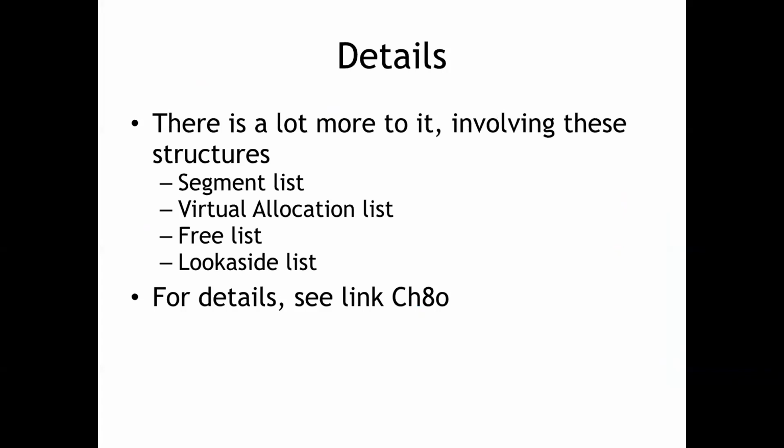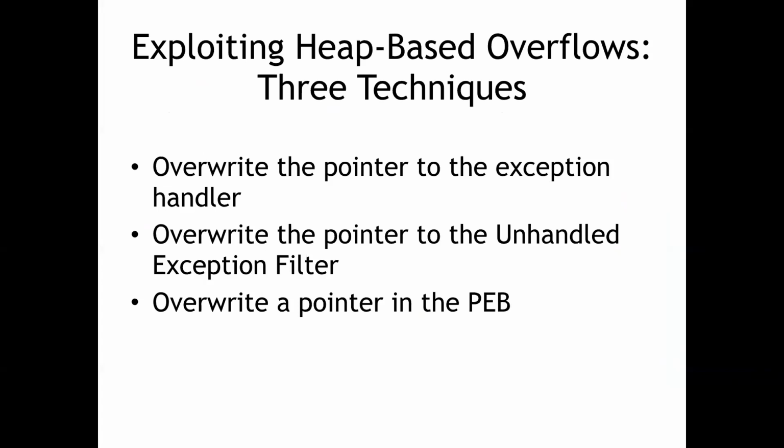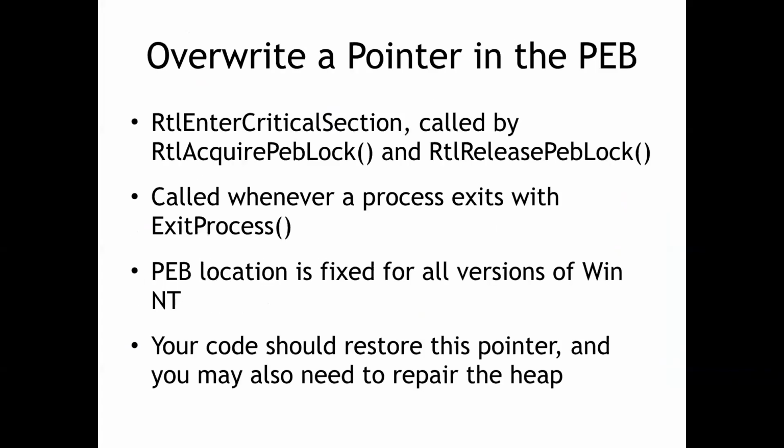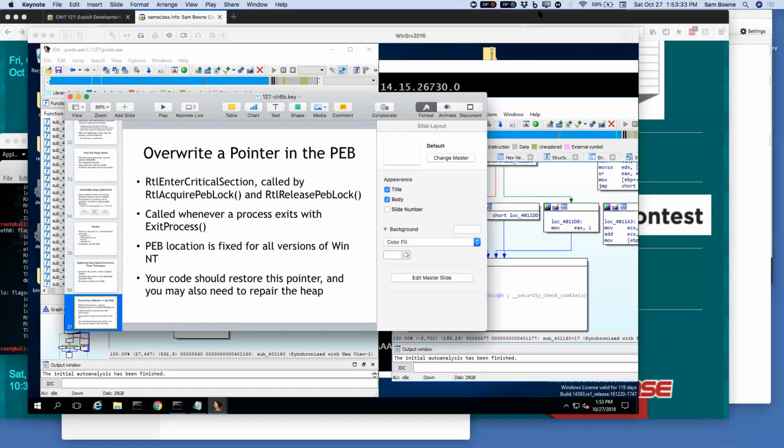So once you get that ability to do that write, you could write an exception handler. Then when you trigger an exception, it'll go there. You could overwrite the unhandled exception filter. You could overwrite something in the process environment block that causes it to look somewhere else for pointers later when it needs them. And any of those will give you effectively control of the EIP.